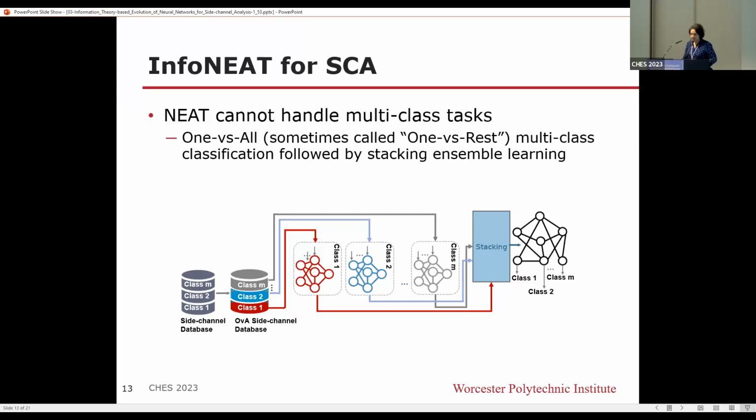That is the next novel part of the approach, where we train InfoNEAT on each class, and finally we take the knowledge of all those networks together, we stack them and create one model that contains all these small neural networks coming together. So that is the concept of stacking, and how one-versus-all training can be used to create one stacked model.